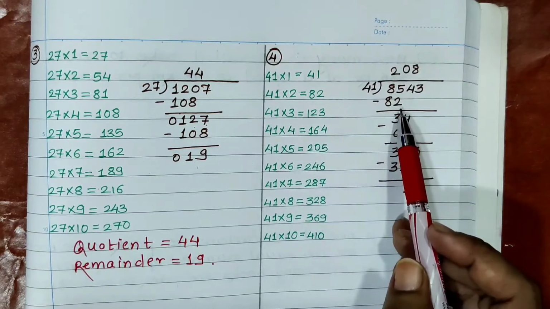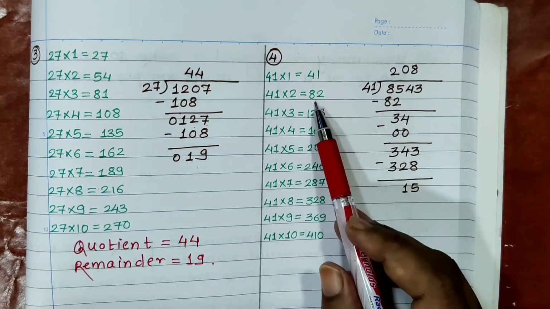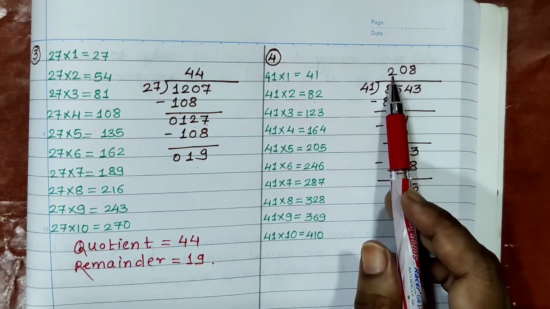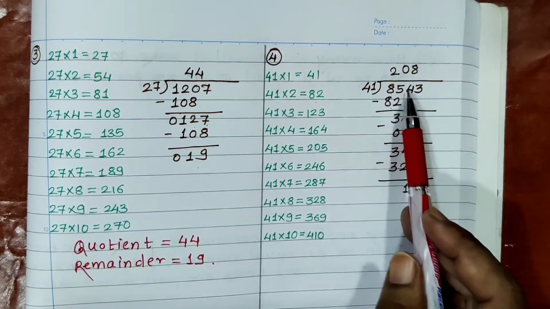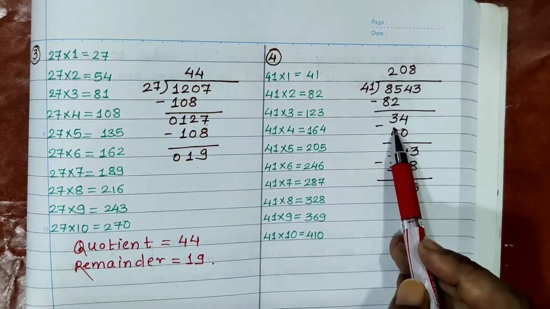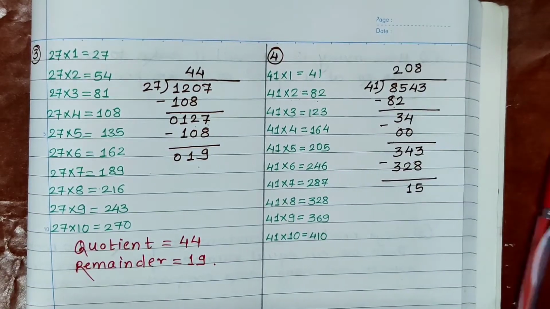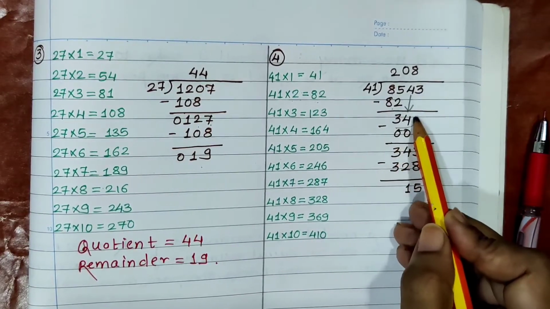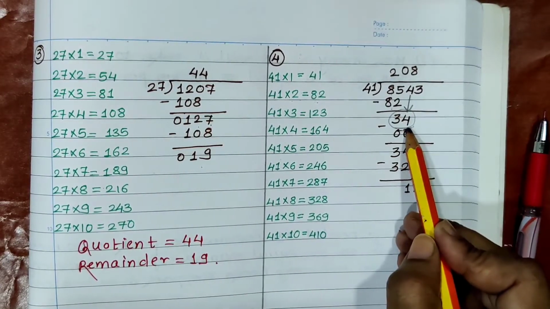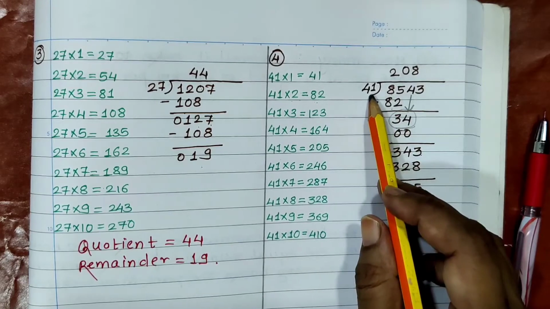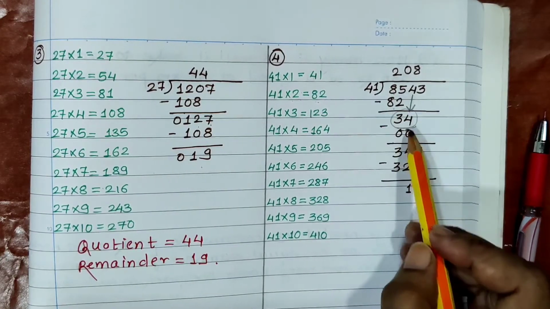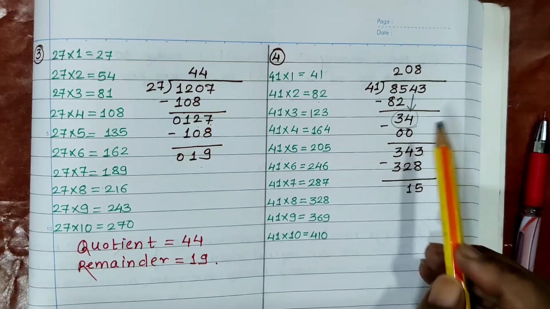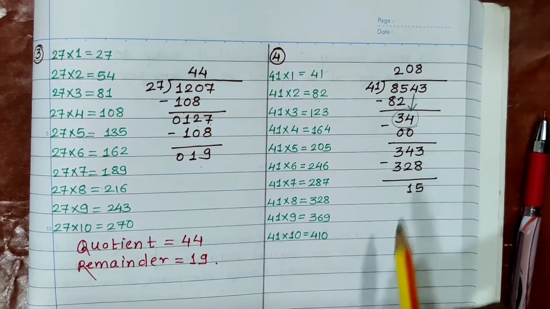So the number which is little smaller than 85 is 82. 41 2s are 82, so you have to write 41 2s are 82. 85 minus 82, we get 3. Now next 4 is there, so we have to put down 4. So we get 34 here. 34 is very small as compared to 41, but we have to complete this step, okay, because 4 we have put down, so we have to complete the second step.